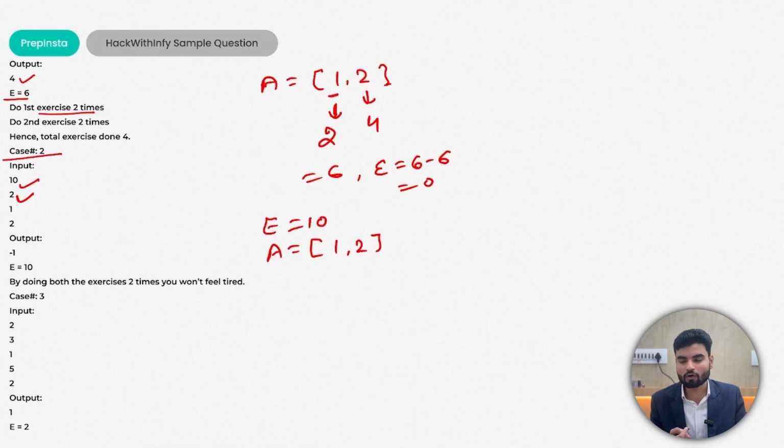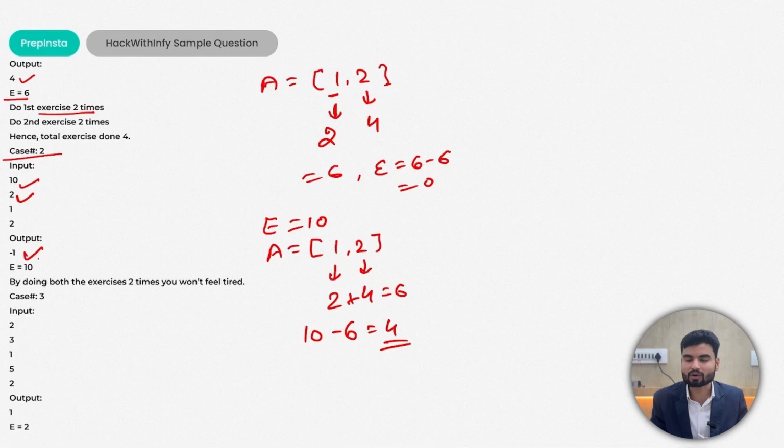Okay, so we want to perform a number of exercises. At most you can perform a particular exercise 2 times. So if you take the maximum value, like you perform this exercise 2 times, you will take 4 units of energy. If you perform this exercise 2 times, then you will take 2 units of energy, which totals 6. But still, if you see, 10 minus 6, you still have 4 units of energy, right? You are not tired. So you have to return what? You have to return minus 1.